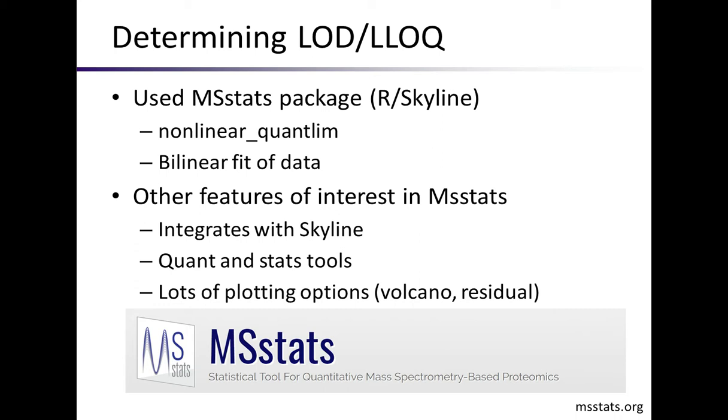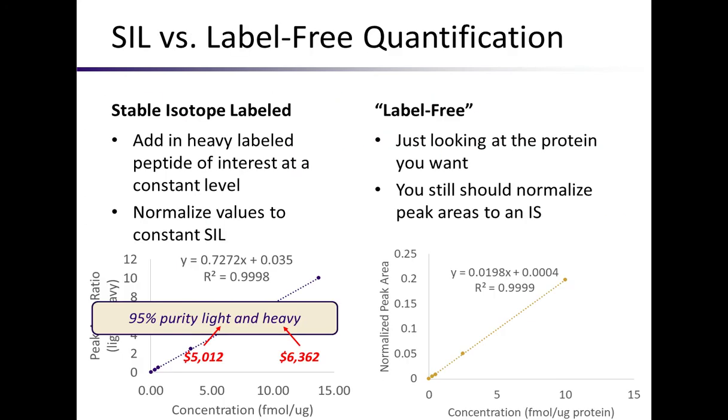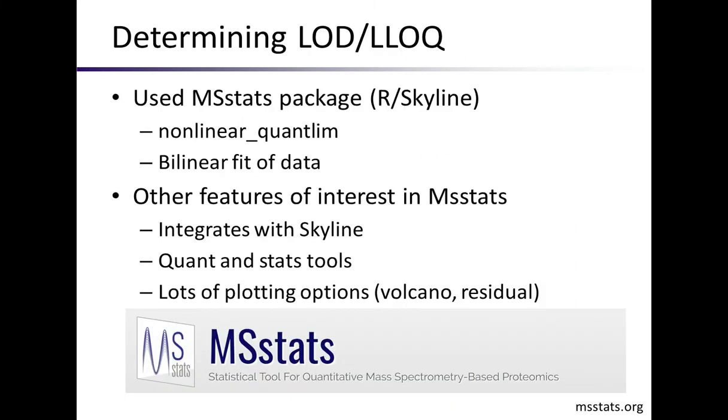Now, you can use this to determine the LOD and the LOQ, right? So there's a MS Stats package that goes into R and is compatible with Skyline, which is a software developed by the MacCoss lab and is freely available. And it's called nonlinear quantlim. And what it does is a bilinear fit of the data. And so I'll show you some of this to show you what that actually looks like.